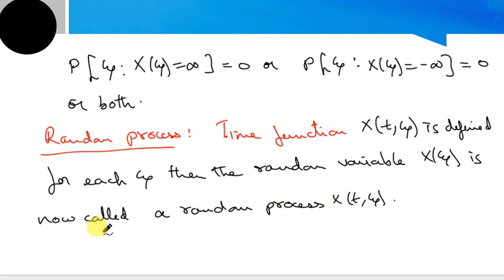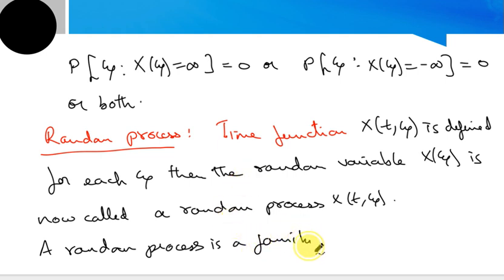Okay, so a random process is a family of time functions. Isn't it? Together, we also have a probability measure. So we need to be sure to mention it together with a probability measure.